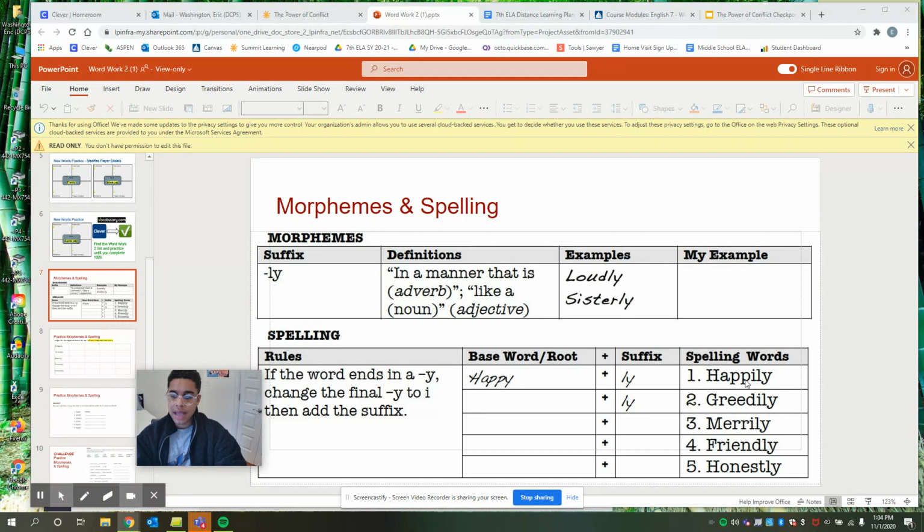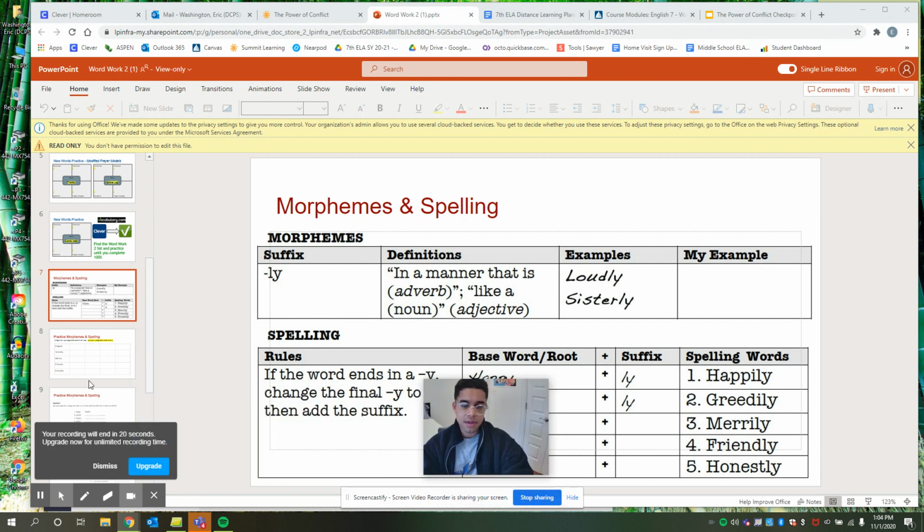Happily. We know that if the word ends in a y, you're going to change the y to an i. So we know that the base word needs to end in a y. So it's going to be happy plus ly gives you happily. Same thing for greedy, right? Greedily, greedy plus ly gives you greedily. And then you'll determine the words for the rest of them.